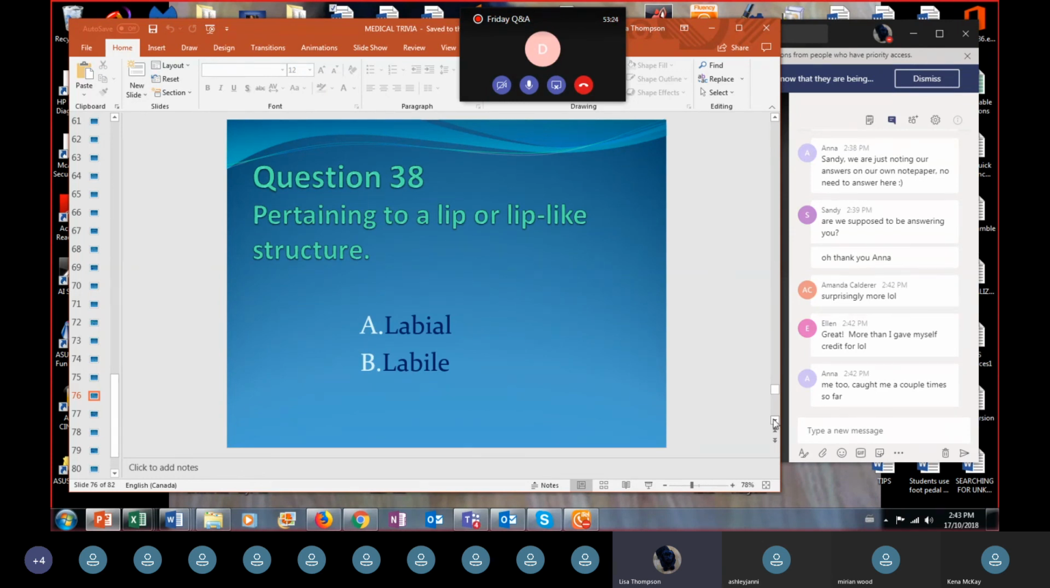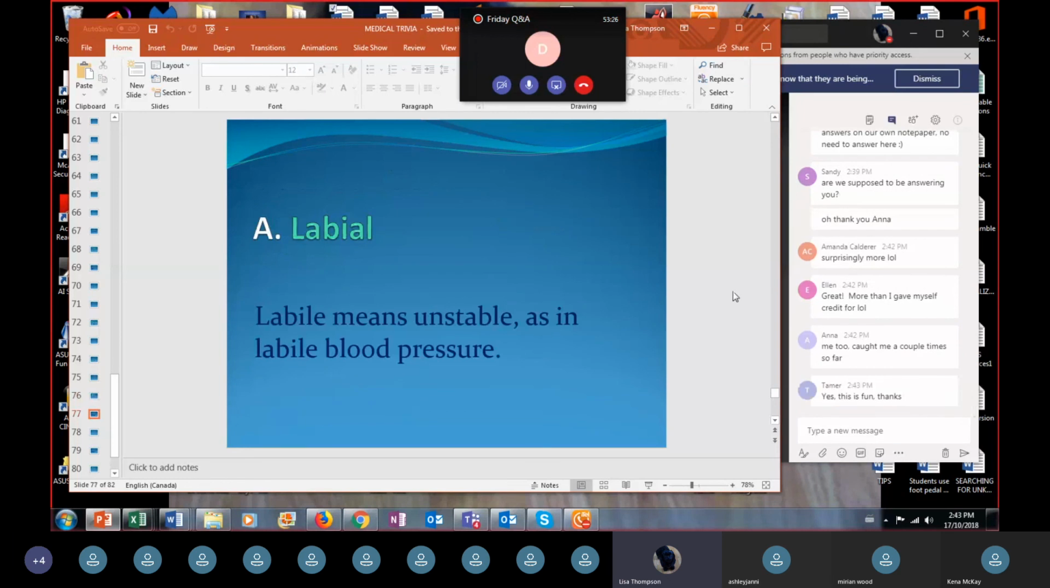So pertaining to a lip or lip-like structure is A, labial. Labile, spelled that way, means unstable, as in labile blood pressure. So those are the differences.